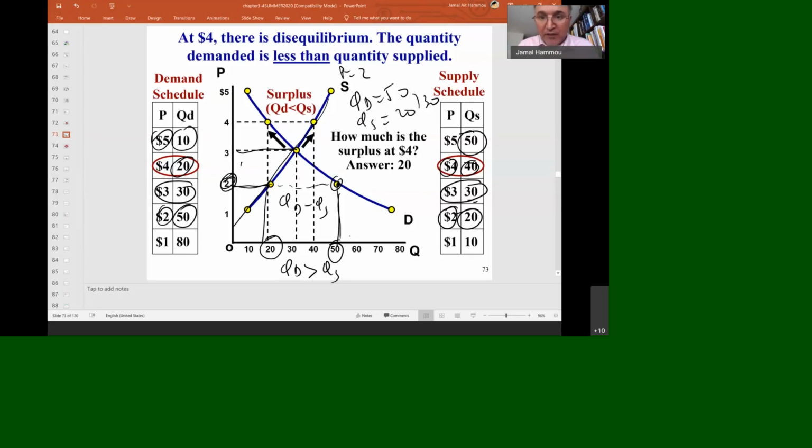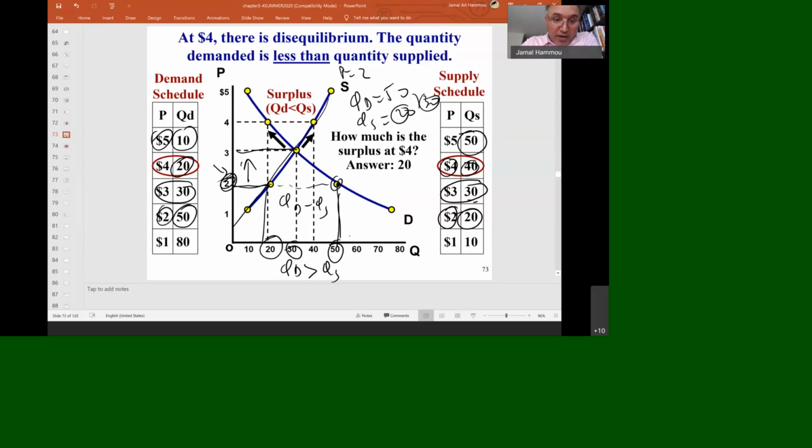It means if I charge $2 for this product, I will sell all 20 and there will be an extra 30 people who don't have access to the product because I'm charging below the equilibrium. I should start increasing the price to get to the equilibrium, where the quantity demanded equals the quantity supplied.